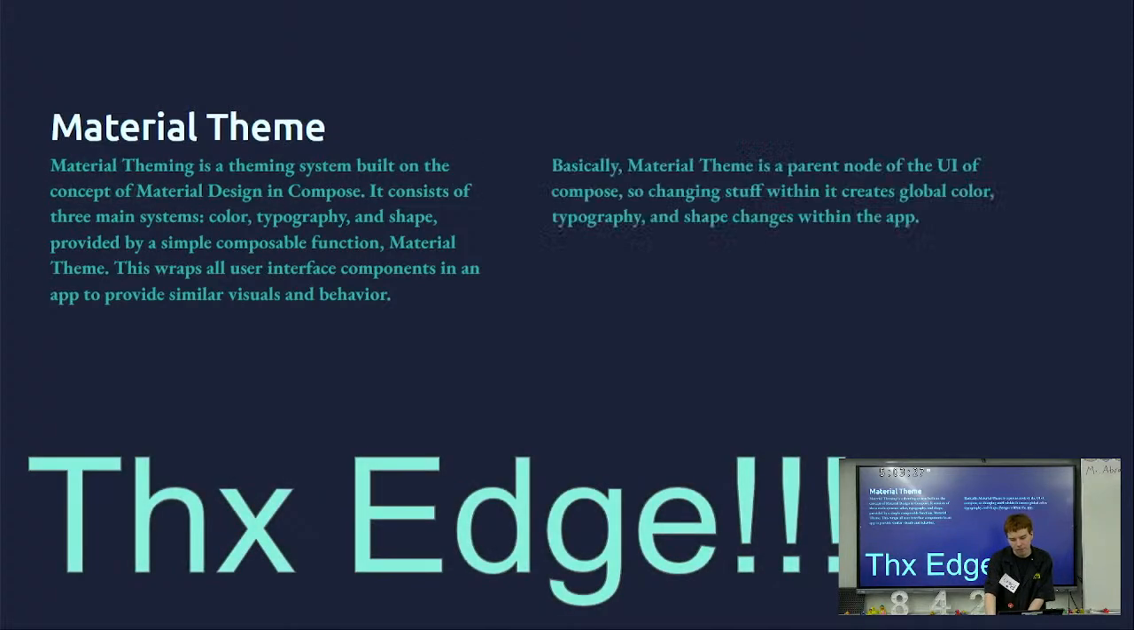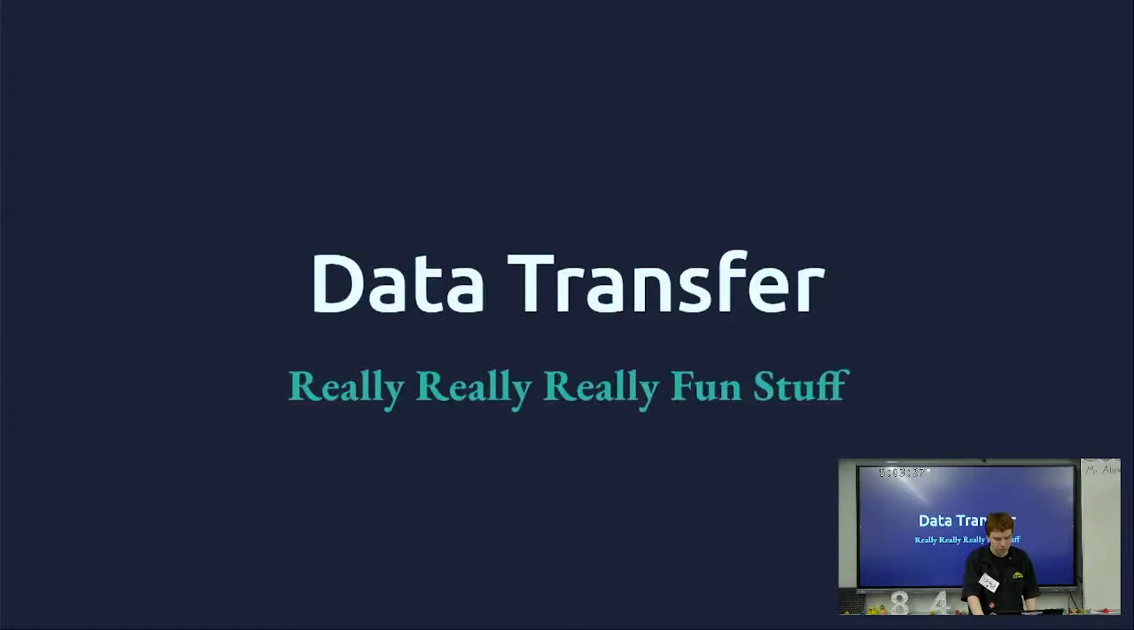My definition is material theme is a parent node of the UI of Compose. So changing it pretty much changes all the global stuff. If you change the shape of material theme, it's going to change the shape of everything. It's like the master slide in Slides, if you ever mess around with Slides, or PowerPoint also has a master slide kind of thing.